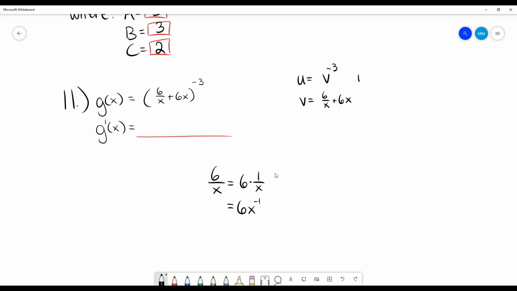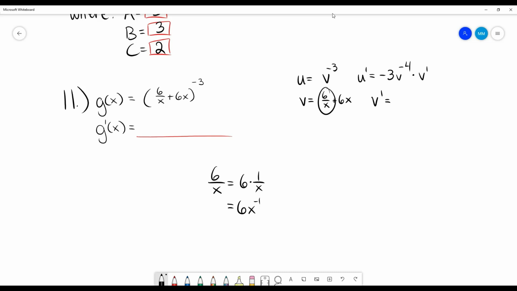So let's see, derivative of our u, we use our power rule, so it's going to be negative 3v. And now this is where people get tripped up a lot. We subtract 1, and since this is a negative, negative 3 minus 1, it's going to be negative 4, right? So it's going to be negative 3v to the negative 4th times, now the derivative of our inside, which is v.